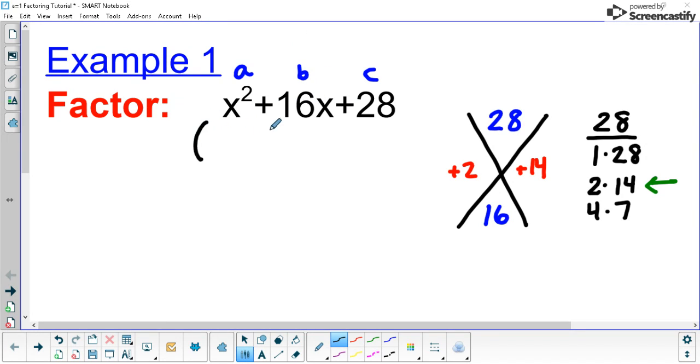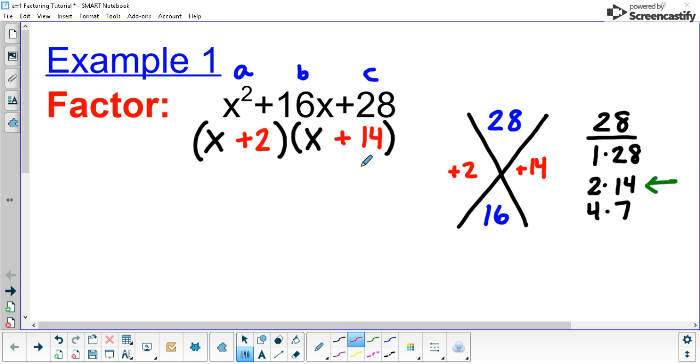So we're going to write our parentheses. And inside the parentheses, we'll have x in each because x times x is x squared. And then 2 and 14 will go inside the parentheses. So x plus 2, x plus 14.